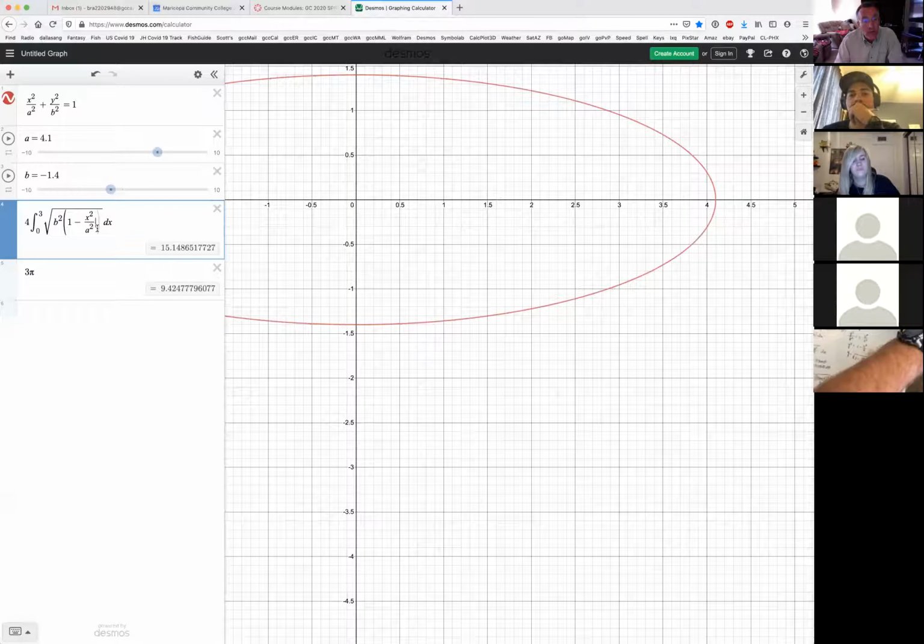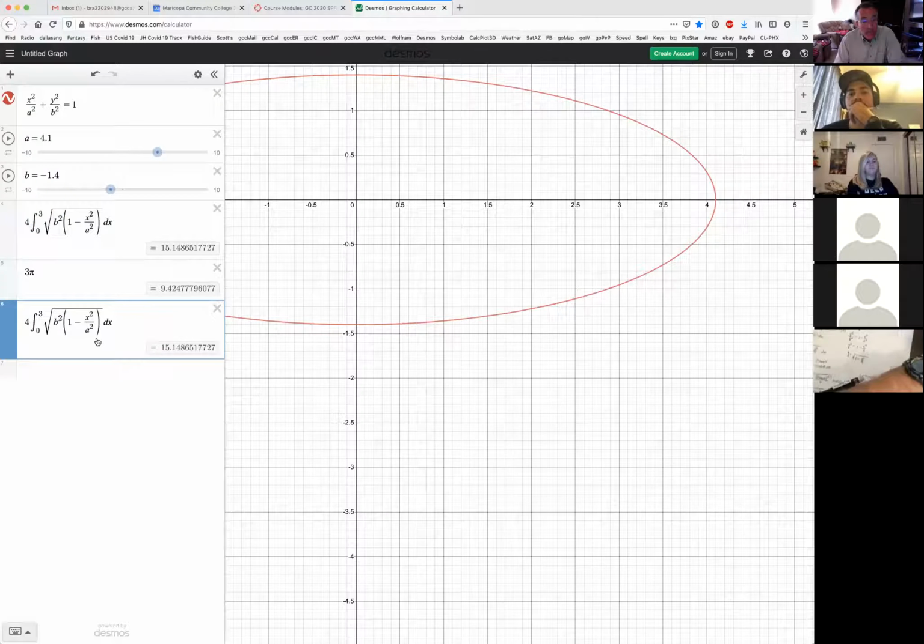And of course, you could write this cleaned up a little bit better than that. You could distribute, or you could factor out this b squared over a squared. So I might rewrite it like this. Let's see if I could rewrite it.